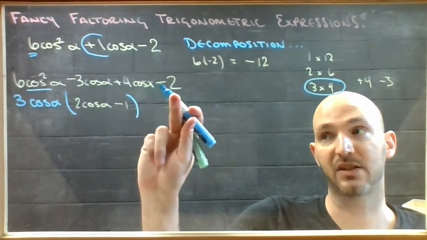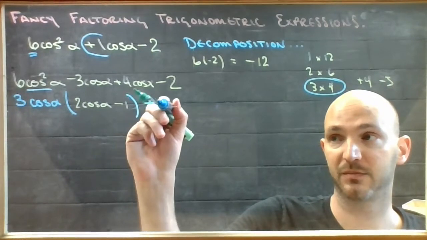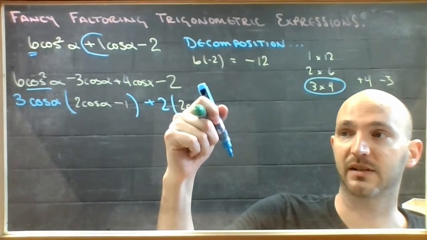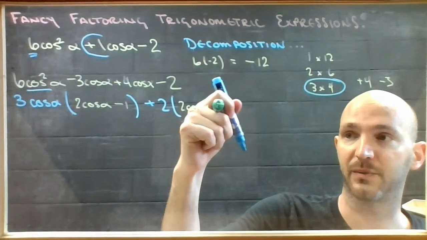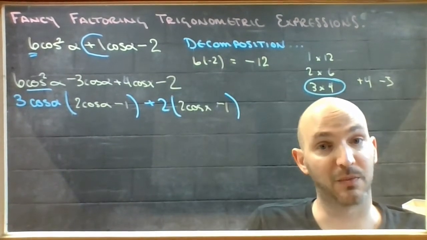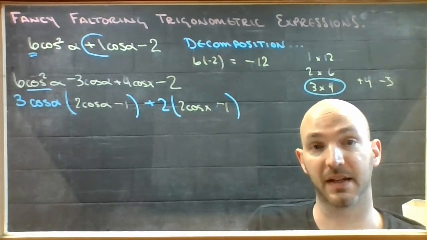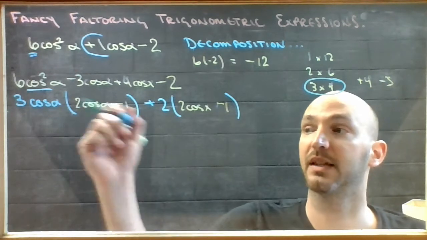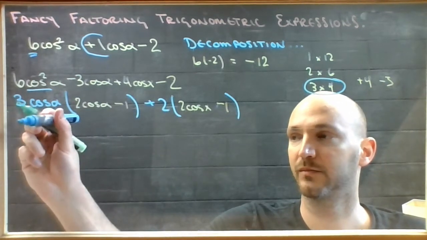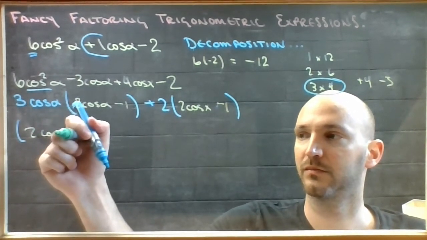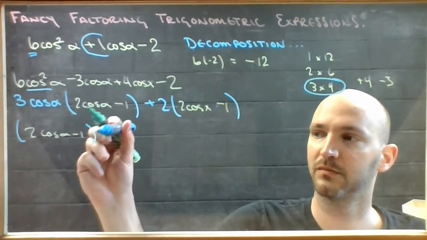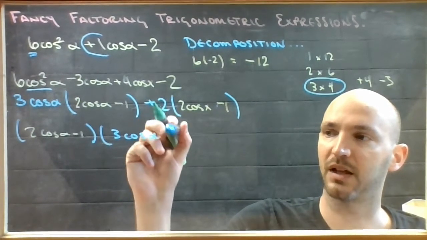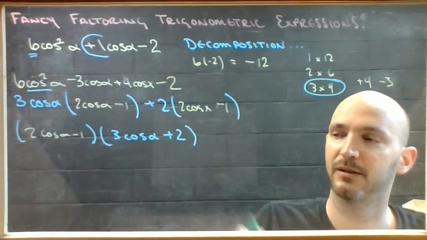You notice that these two both have a factor of 2. Pull 2 out of this, leaves me with 2 cos alpha and a minus 1. And lo and behold, these two brackets are the same. So if they both contain a multiplication by 2 cos alpha minus 1, then I can pull that out, leaving a 3 cos alpha in this term plus a 2 in that term.